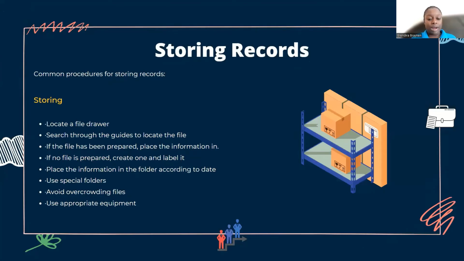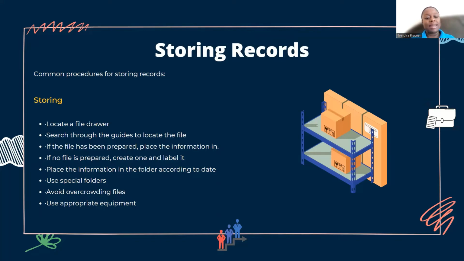When we talk about records as well, after we have put everything together, now we have to go through the process of making sure that we store our records properly. And so when it comes to storing, you need to locate somewhere to store the actual records and the documents. That may be a file drawer, a lateral file drawer, a vertical file drawer, a desk organizer, your desk itself. You're going to locate somewhere to store those files.